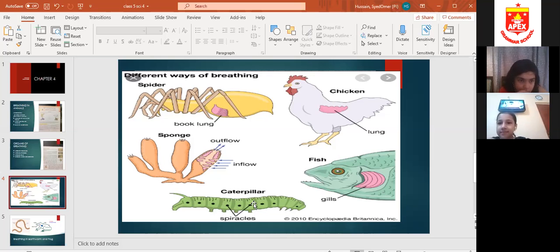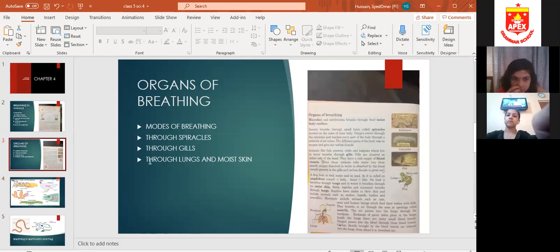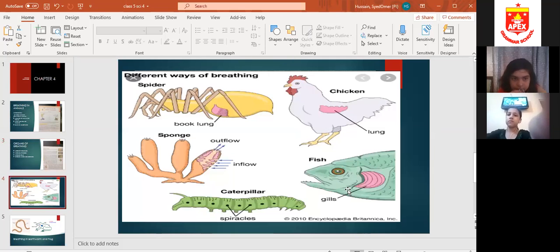So it also breathe in oxygen and breathe out carbon dioxide both through these holes. ठीक है? So these holes are called spiracles. Next आपका वे कौन सा है? Next is through gills. अब हम देखते हैं कि गिल्स के जरिए कैसे ब्रीथिंग होती है.